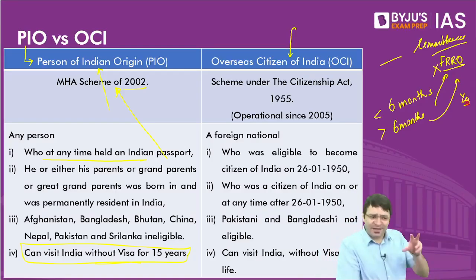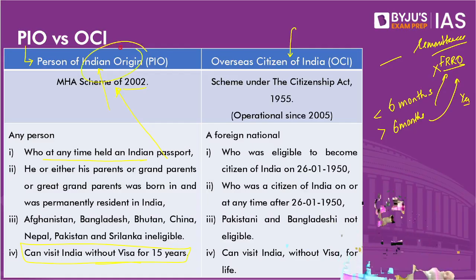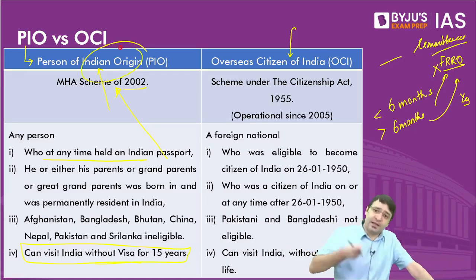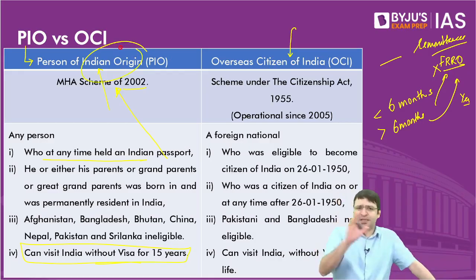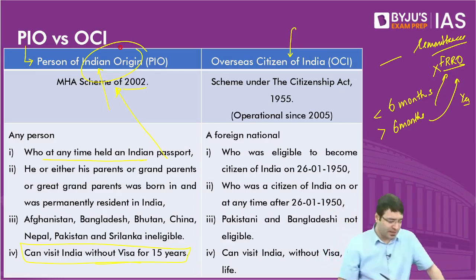Which primarily means some kind of benefit was given to these people who were of Indian origin. They once held an Indian passport, so they were once citizens of India. Now they are citizens of other countries, doesn't matter. But if they want to come to India, they can come without any visa for 15 years. If their stay in India is for less than 6 months, they don't have to report to the police. But if their stay is for more than 6 months, they have to report to the police.